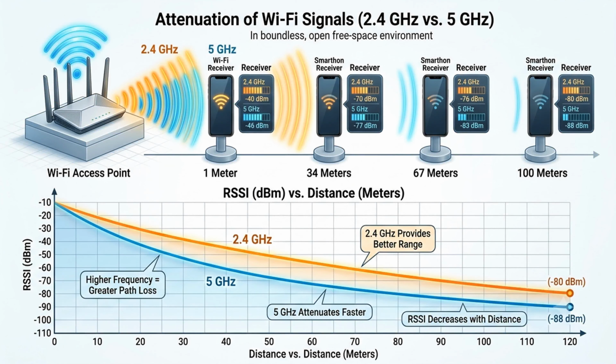For example, the RSSI at 1 meter for 2.4 GHz is minus 40 dBm, and for 5 GHz is minus 46 dBm. The RSSI at 34 meters for 2.4 GHz is minus 70 dBm, and for 5 GHz is minus 77 dBm. The RSSI at 67 meters for 2.4 GHz is minus 76 dBm, and for 5 GHz is minus 83 dBm. The RSSI at 100 meters for 2.4 GHz is minus 80 dBm, and for 5 GHz is minus 88 dBm. Higher frequency means higher propagation loss for the same distance.